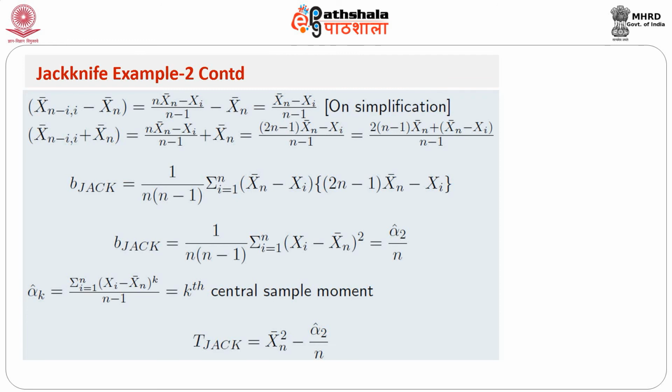So, if I define alpha k hat as the kth central sample moment, then the T jack comes out to be x n bar square minus alpha 2 hat by n. If we compute the variance, then that comes out to be a bit of a complicated form. The form is 4 x n bar square alpha 2 hat by n minus 4 x n bar alpha 3 hat by n into n minus 1, plus alpha 4 hat by n into (n minus 1) square, minus alpha 2 hat square by n square into n minus 1, where alpha k is the kth order central sample moment.